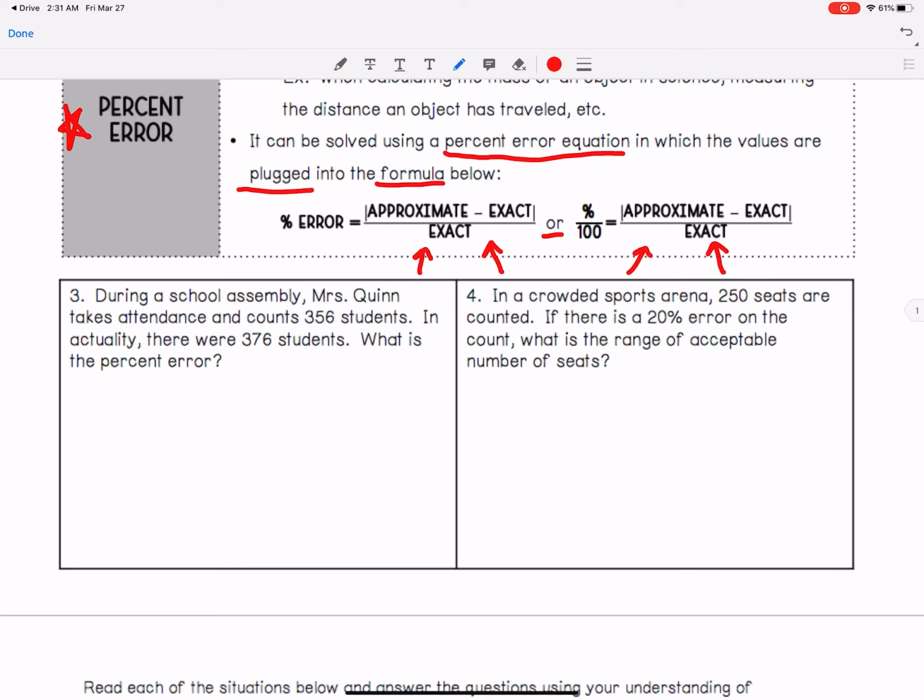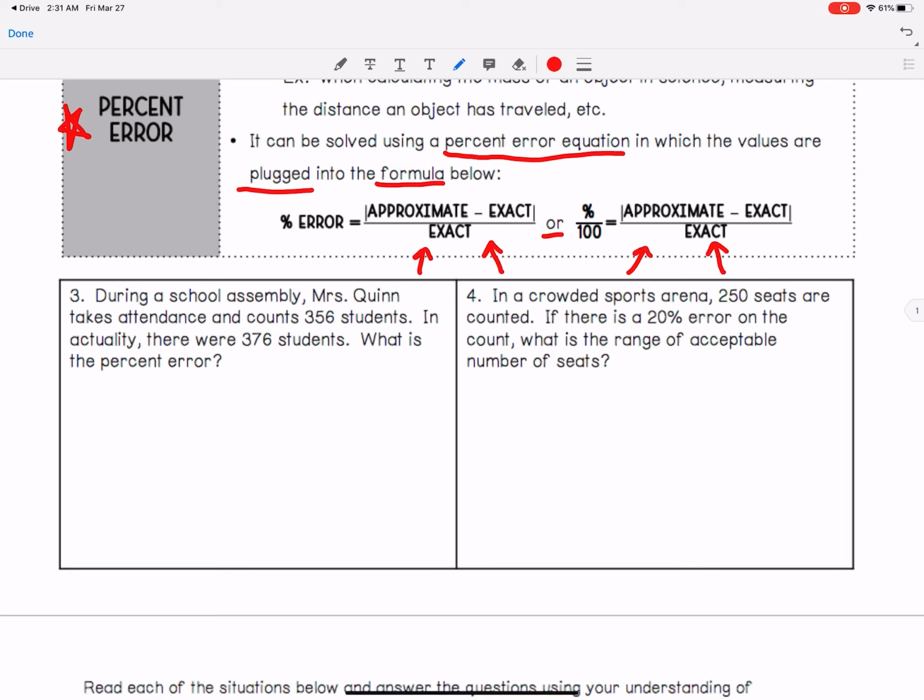So question number 3 says, during a school assembly, Mrs. Quinn takes attendance and counts 356 students. In actuality, there were 376 students. What is the percent error?